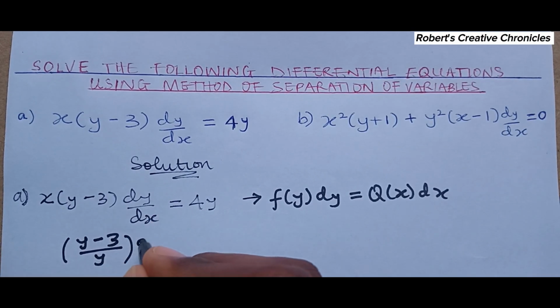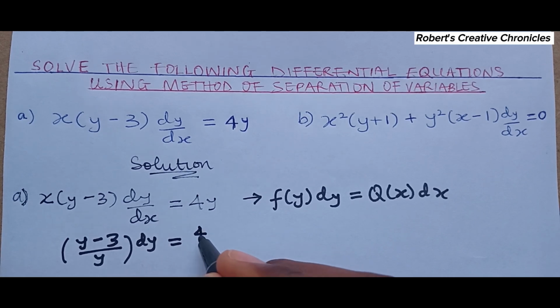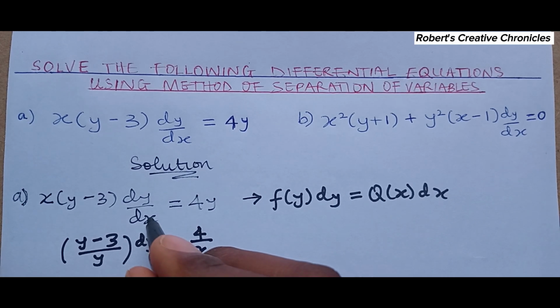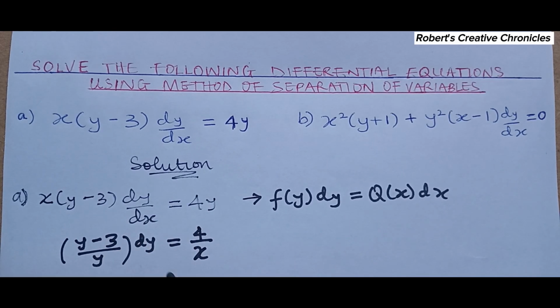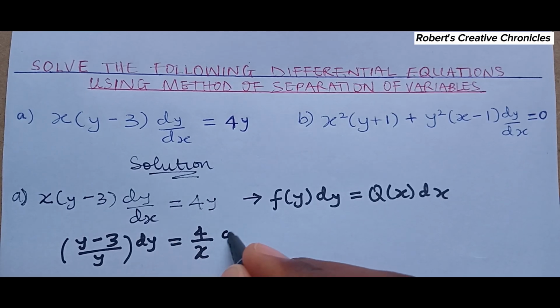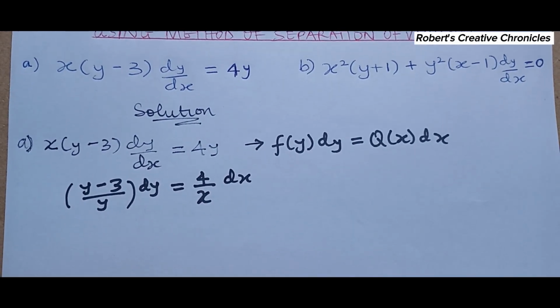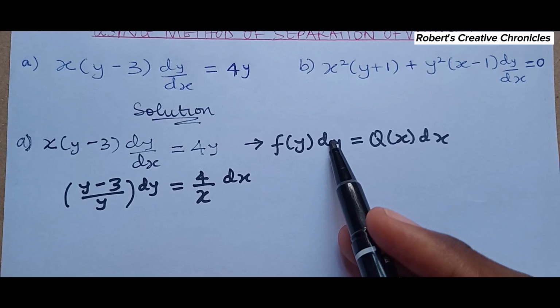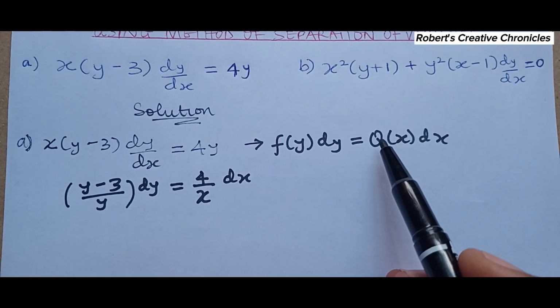Then this dy is some function of y, so we are leaving it here. Then divide both sides by x, 4 x. Then this x, you multiply both sides by the x. You multiply here by the x and the x will cancel. Then here will be the x. So 4 over x dx. We have successfully converted this into this function. So you have rearranged this equation to give you something like this.